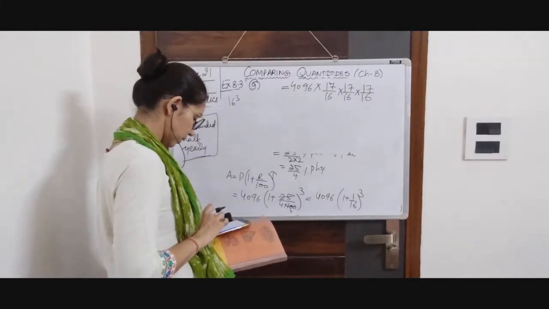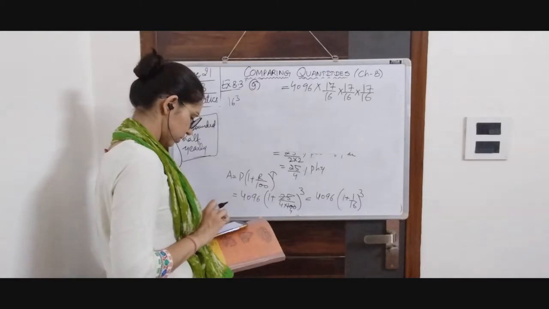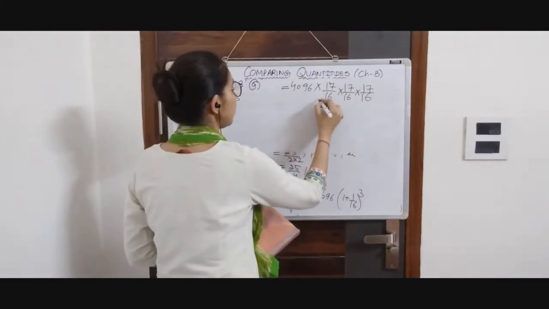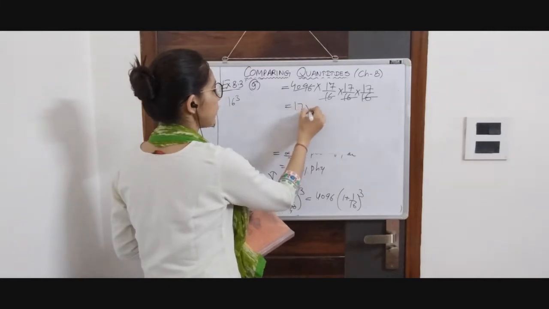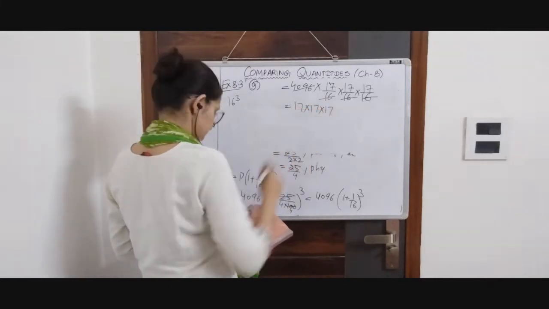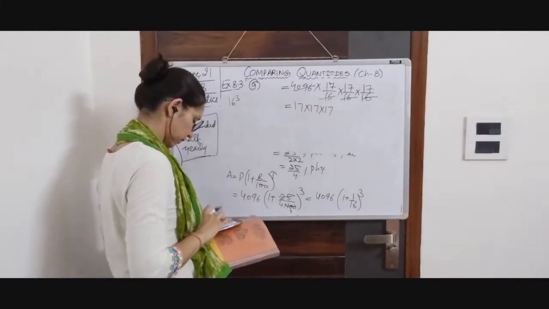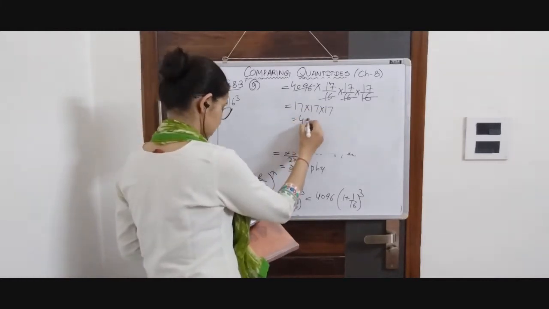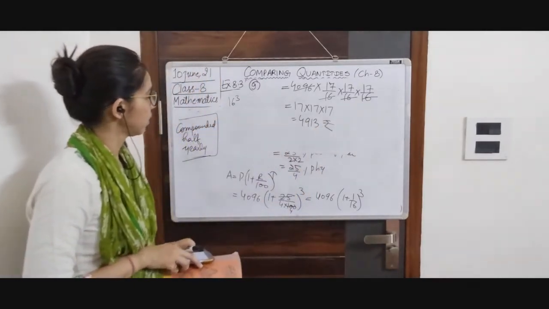Yes, 16 to the power 3 is indeed this much. So we can cancel this out. We are left with 17 into 17 into 17, which will be equal to 4913. So this is the amount you will be getting.